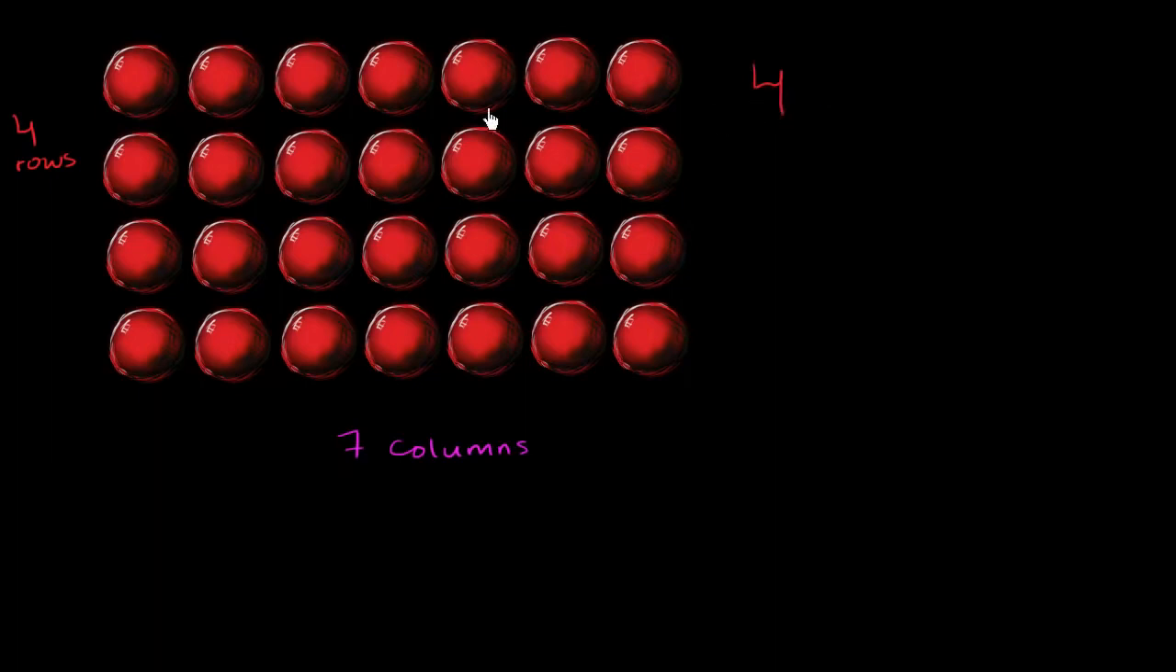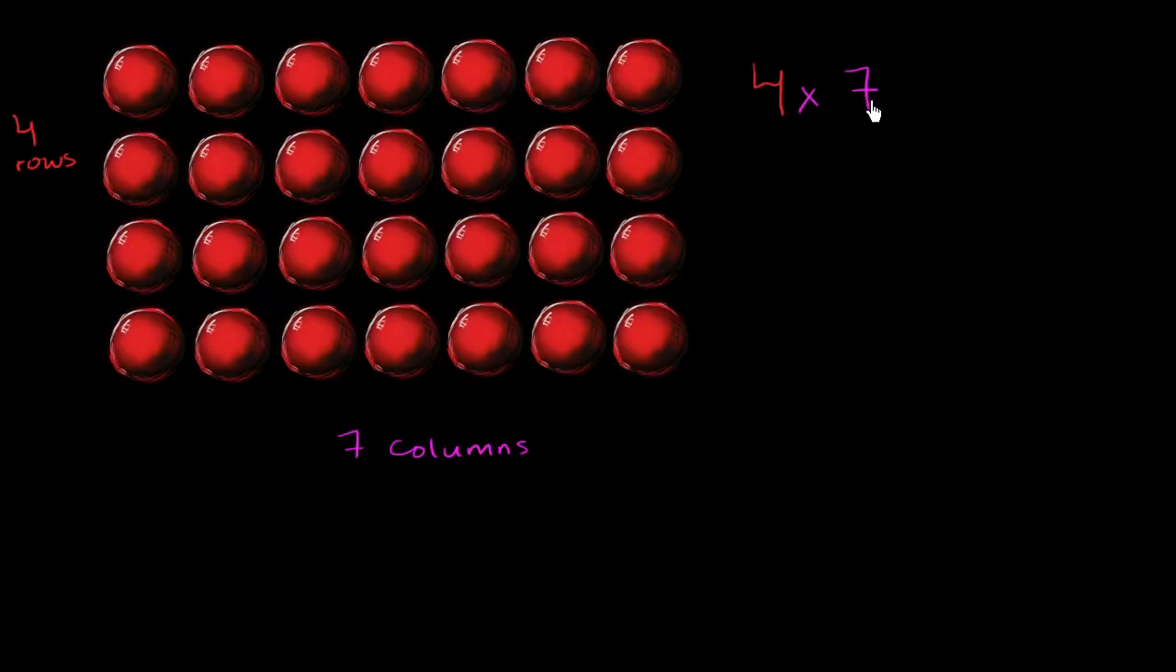Now, why does this work? Why will this give us the actual number of objects? Well, we could view this, we have 4 rows, so we have 4 groups of things. And how many things are in each of those rows? Well, the number of columns. We have 7 things in each of those 4 rows. So 4 groups of 7.